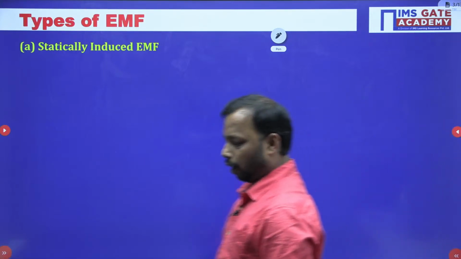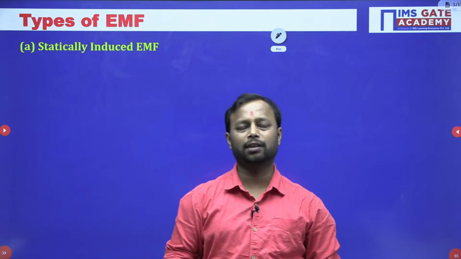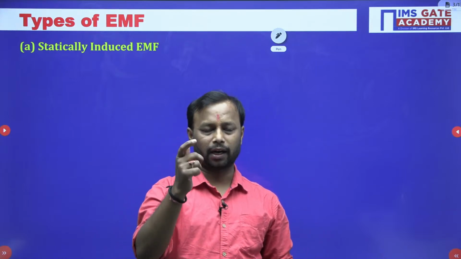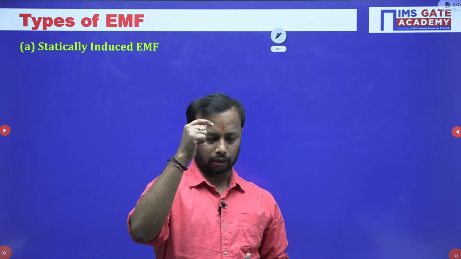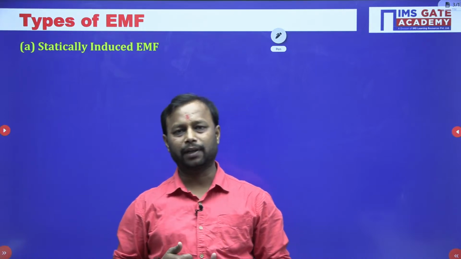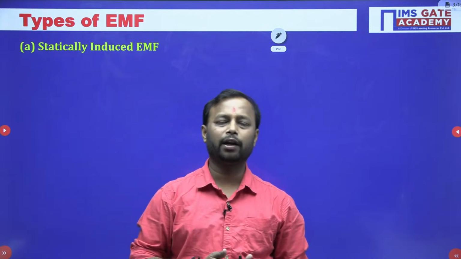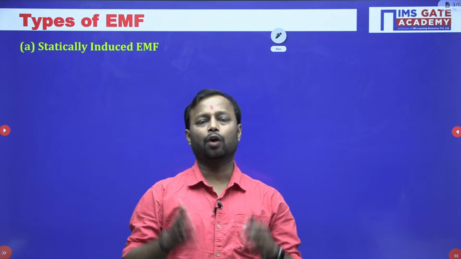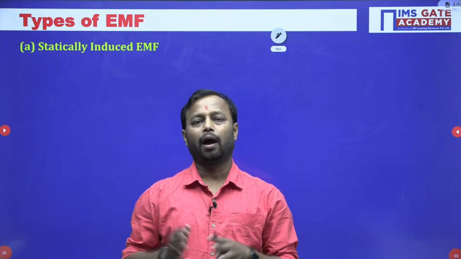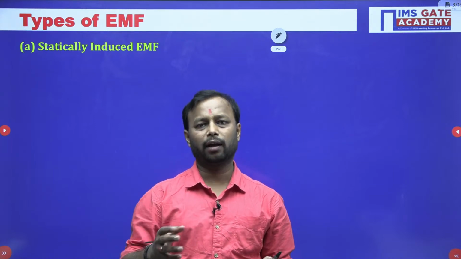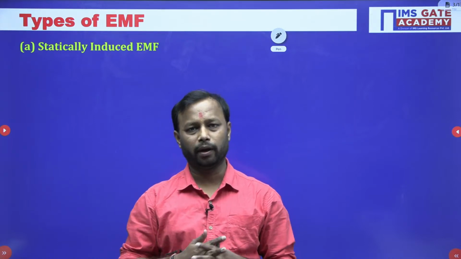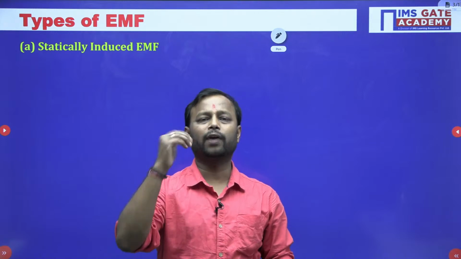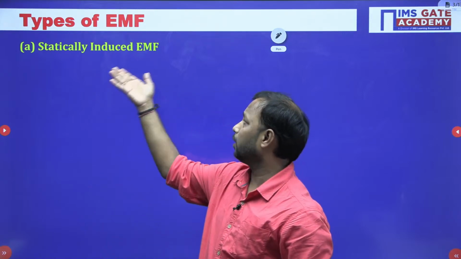Alright, so in the last lecture we had discussed the EMF, and I told you that we are going to have 2 types of EMF: the statically induced EMF, to be precise, and the other one, dynamically induced EMF or motional EMF. So what is statically induced EMF? When the conductor is stationary and the magnetic field is changing, then in that conductor the EMF is going to be induced. Since the conductor is stationary, it is static, and the EMF that is induced is known as statically induced EMF.